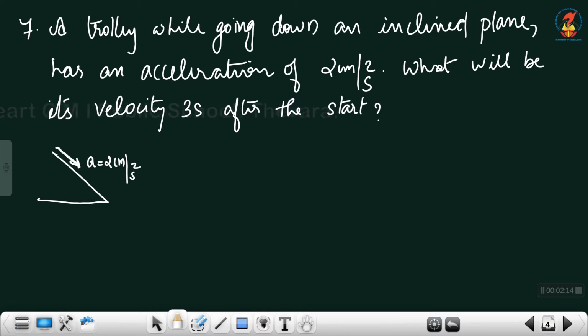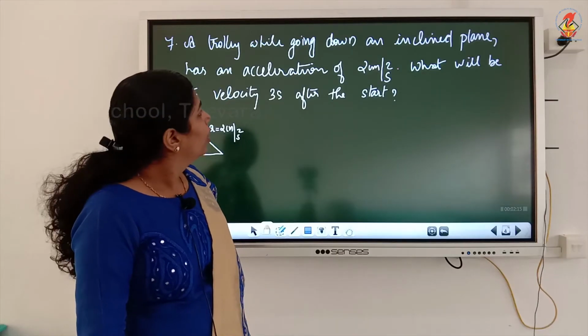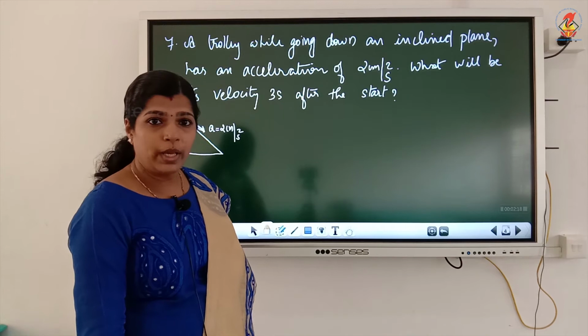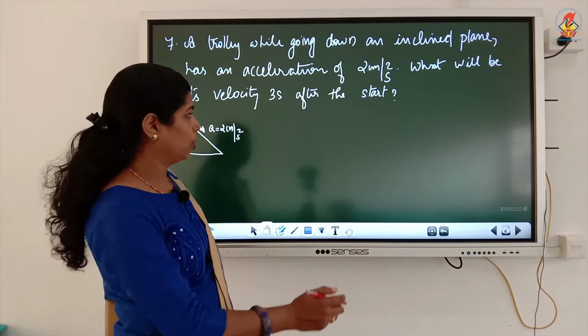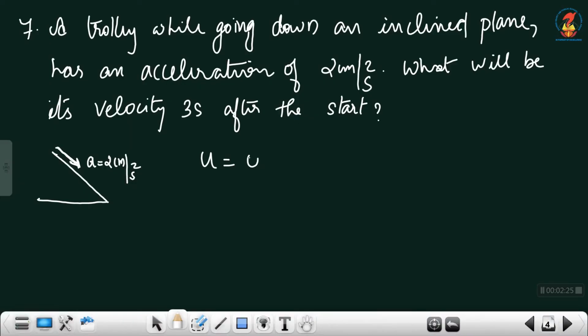After the start means initial velocity will be 0. So, u equal to 0 meter per second, a equal to 2 centimeter per second square. No need to convert that centimeter into meter, let it be that itself. Time equal to 3 seconds.